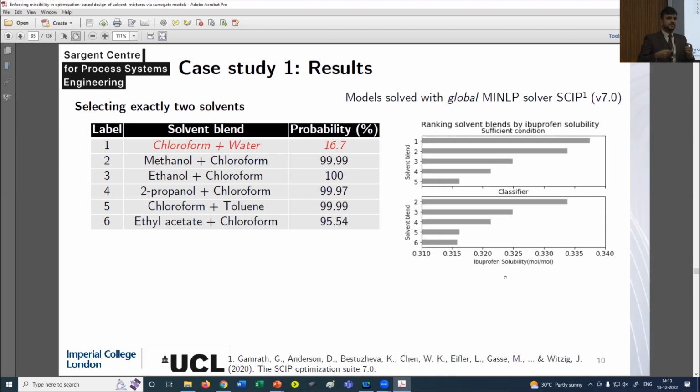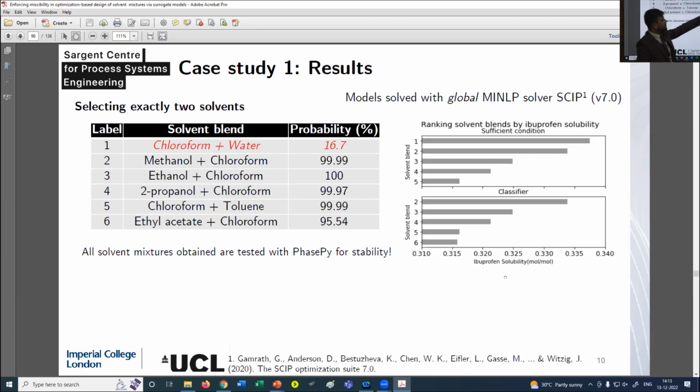Now, just because we are testing this methodology for the first time, we want to verify the solutions that we obtained. So what we did was we tested these solvent mixtures phase-wise separately for stability, and we found that solvent blend 1 was actually unstable. So even though it is more promising and can dissolve more ibuprofen, it is not actually realizable in practice, so it's sort of useless. And with the classifier, we can avoid that solution and not get misled. As you can see, the probability from the classifier was quite low for that one, but for the others, we have quite high probability of miscibility.